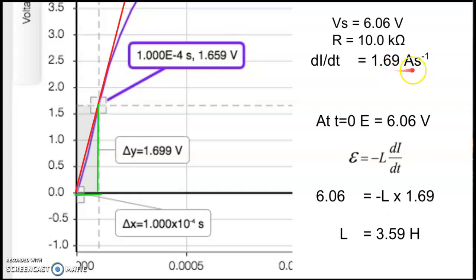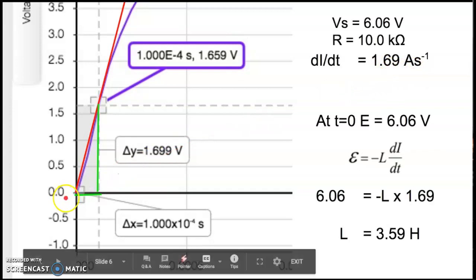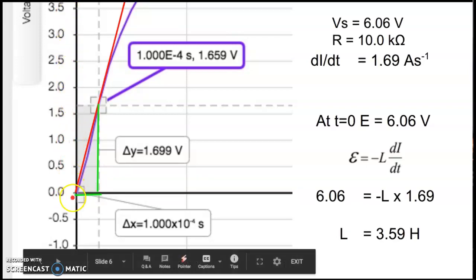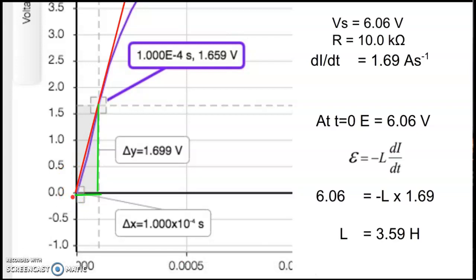So we've got that. At time equals 0, what we're saying is that the EMF, that's 6.06 volts, is the back EMF, because there's no current flowing, so whatever the power supply is, the back EMF is opposing it, meaning no electrons flow for that split second until current does start up and starts to grow there. So that's why we say E is the supply, 6.06.